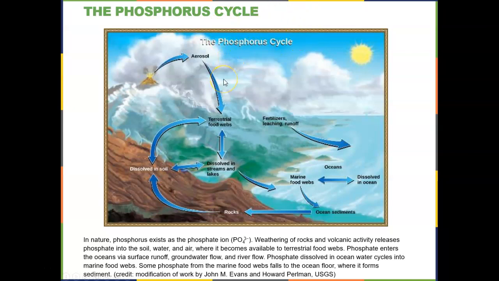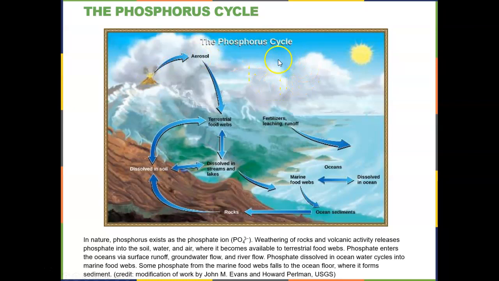You notice here that there are several sources of phosphorus, but it is only in land-based, either soil or water-based systems. There is no atmospheric form except for a little bit of aerosol that might be produced by volcanoes.